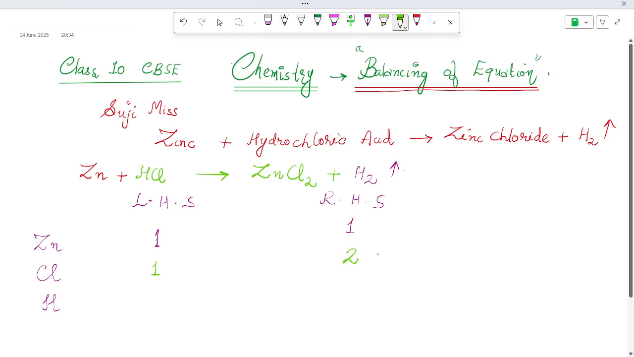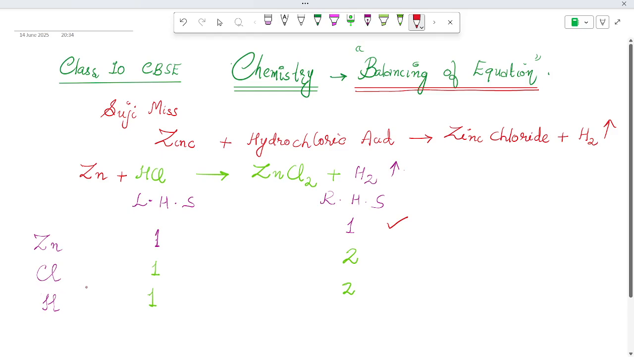So you can see that this equation is not balanced. That is, number of atoms on the left hand side is not equal to the number of atoms in the right hand side. And what about hydrogen also? On one side it is 1, on the other side it is 2. Okay. Now let's take the case of zinc first. So zinc, both sides only 1 and 1 is present. It is fine. You have to put a tick mark.